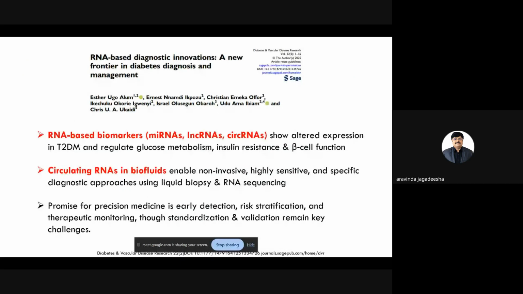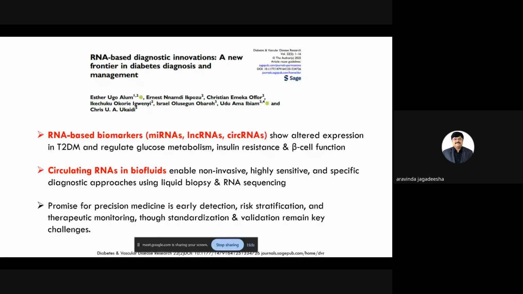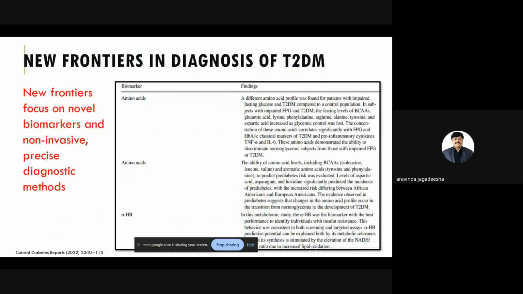So the RNA-based diagnostic innovation, the next part, you can see the new frontier in diabetes diagnosis is the RNA-based biomarkers and circulating RNAs in biofluids.